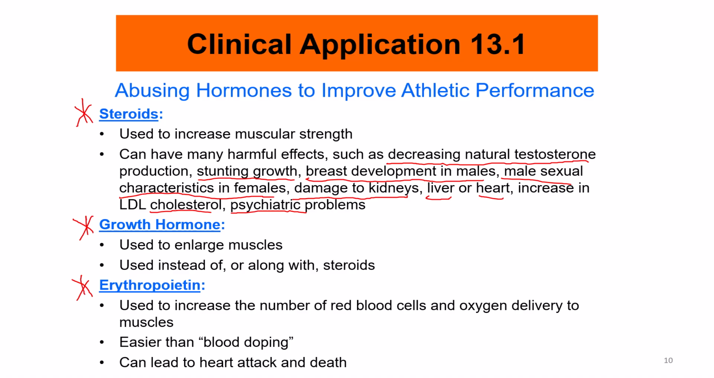Erythropoietin. This is used to increase the number of red blood cells and oxygen delivery. This is easier than blood doping. Blood doping refers to, for example, getting transfusions or using a chemical that increases the oxygen carrying capacity. But yes, erythropoietin is easier to take than those options. But again, this can lead to problems such as heart attack and death.